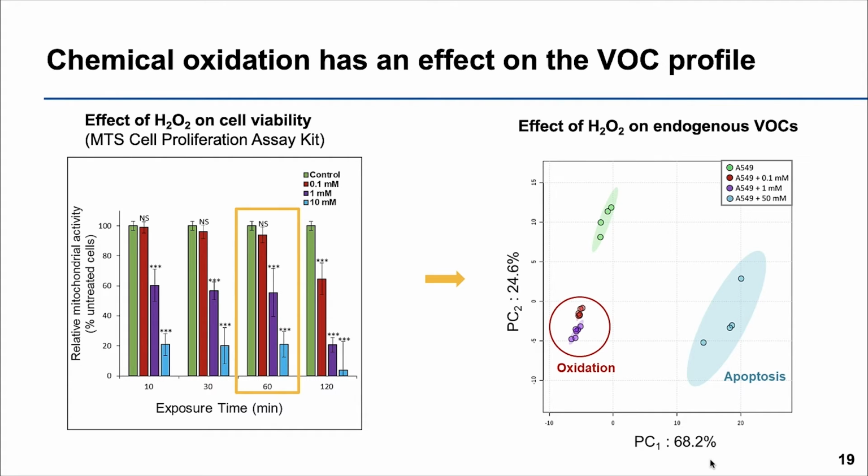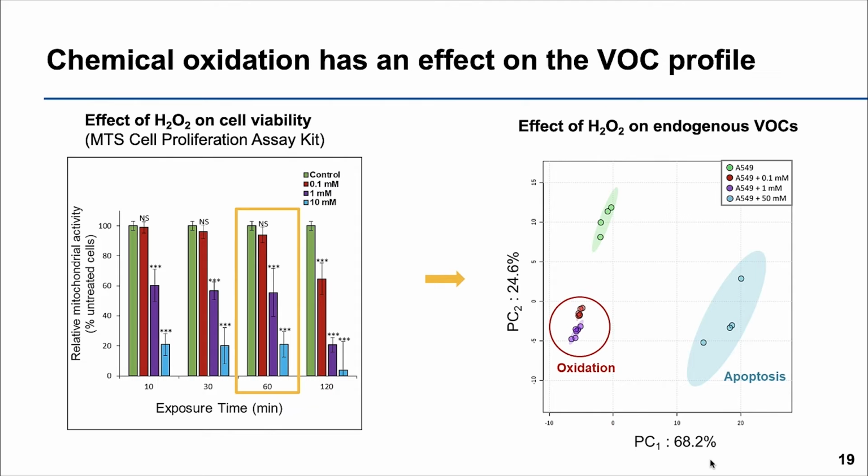So you see that there is non-significant change in the viability, but we could see on the PCA that we were reaching oxidation. So here it's really one of the most interesting PCAs that we generated in this study. You can see clearly that when you kill the cell by putting a high dose of H2O2, you have an apoptosis signature.